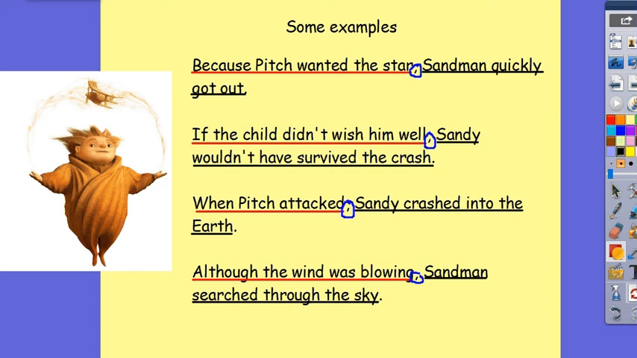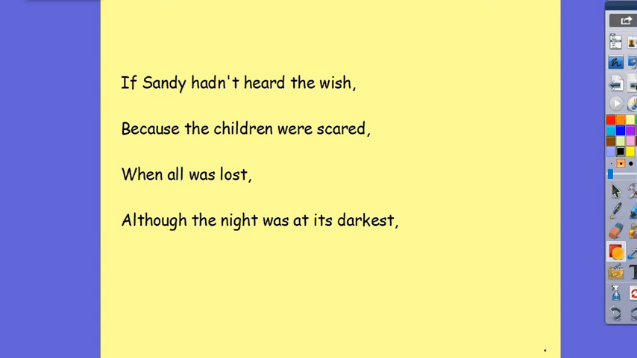So today, you are going to be using these subordinate conjunctions, because, if, when, and although, to create some sentences. I am going to provide you with the subordinate clause, but you need to have a go trying to finish them off with a main clause, the bit that makes sense on its own. You need to make sure those ideas are linked together and they make sense together. So the subordinate clauses, which I have given you, are if Sandy hadn't heard the wish, because the children were scared, when all was lost, although the night was at its darkest. So those are the subordinate clauses I've given you, and I would like you to finish those off.